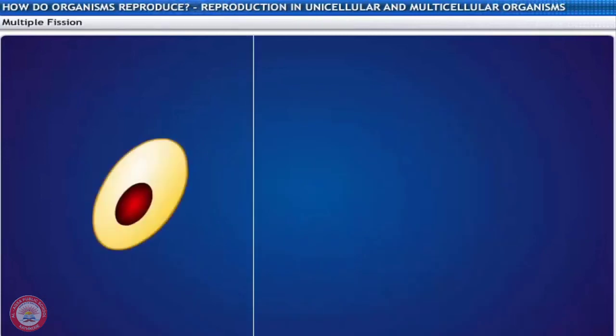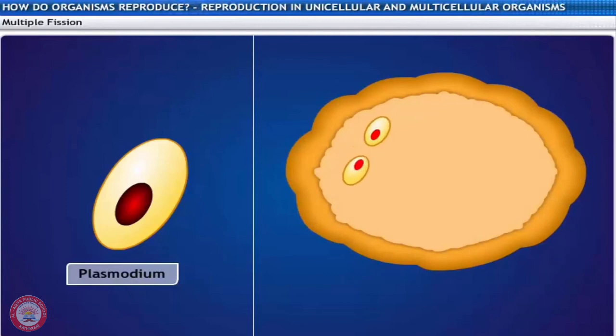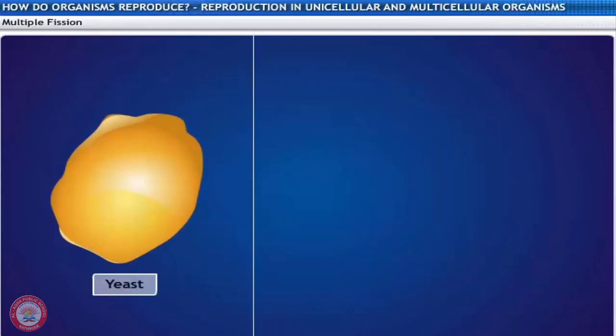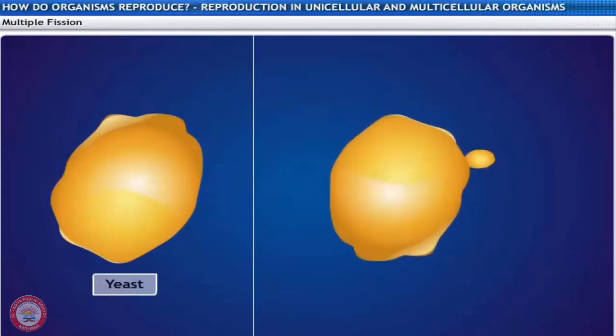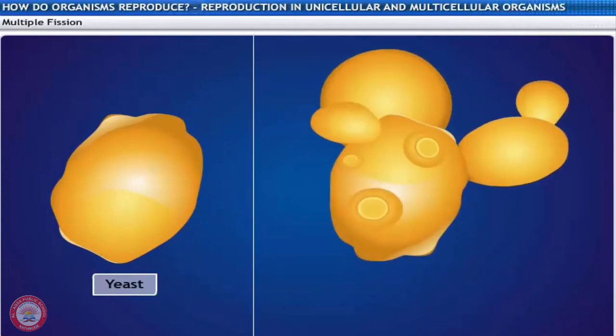In another unicellular organism called the Plasmodium, which is the malarial parasite, multiple fission takes place, in which the organism divides into many daughter cells simultaneously. Another unicellular organism, the yeast, produces small buds or outgrowths on its body, which separate and grow further.